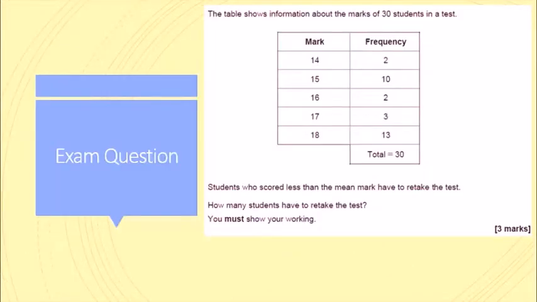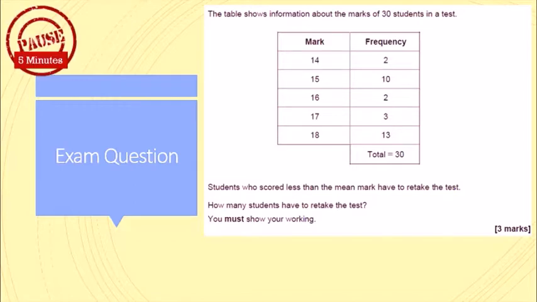So the table shows information about the marks of 30 students in a test. Students who scored less than the mean mark have to retake the test. How many students have to retake the test? Again, it's worth 3 marks. So you must show your workings out to get your 3 marks. Just writing the answer won't get you the full marks, and it may even get you 0 marks. So press pause, give yourselves about 5 minutes, and then we'll go for the answer once you're finished.